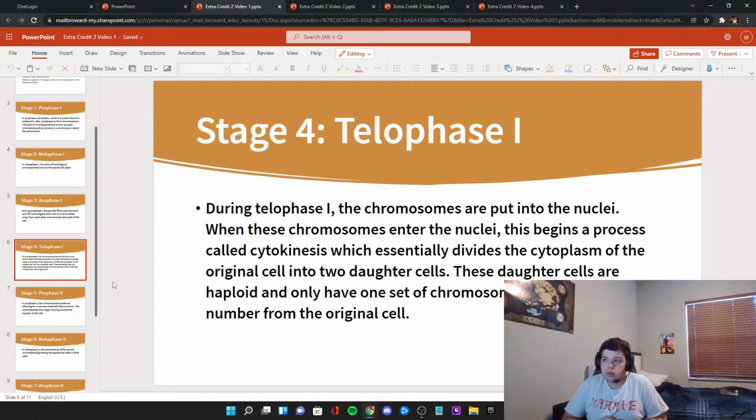During telophase 1, the chromosomes are put into the nuclei of the cell. When they enter the nuclei, they begin a process called cytokinesis, which divides the cytoplasm of the original cell into two daughter cells. So it splits the cell. These daughter cells are haploid and only have one set of chromosomes, which is half of the number of the original cell.